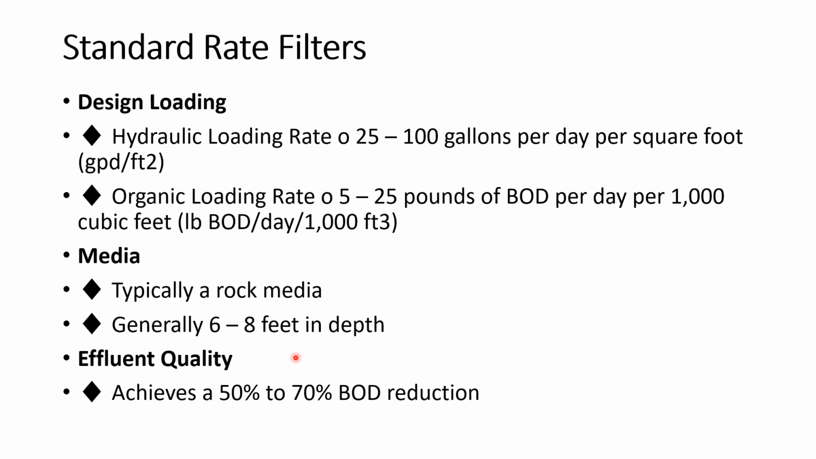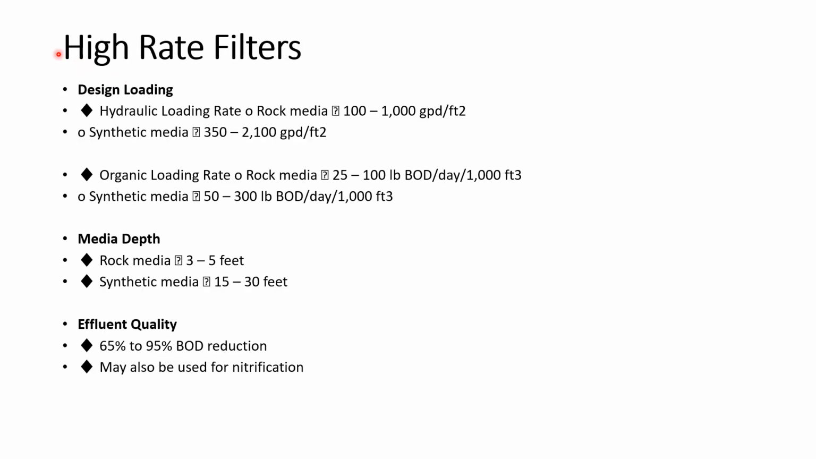Here, through the standard rate filters, up to 50 to 70% BOD reduction is obtained. The second type of filters, trickling filters, are the high rate filters. Here both rock and synthetic media are used as the media material. The hydraulic load in rock media is 100 to 1000 gallons per day per square feet. For synthetic media, the hydraulic load is between 350 to 2100 gallons per day per square feet.